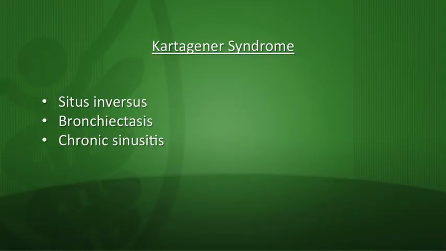Now, not all patients with situs inversus have primary ciliary dyskinesia, and not all patients with primary ciliary dyskinesia have situs inversus. But if you have the triad of situs inversus, bronchiectasis, and chronic sinusitis, that's called Kartagener syndrome. But again, 50% of patients have primary ciliary dyskinesia without situs inversus. So Kartagener syndrome does not necessarily equal primary ciliary dyskinesia. When the cilia don't work, there's a 50-50 chance whether your organs are going to be on the right side or the wrong side.